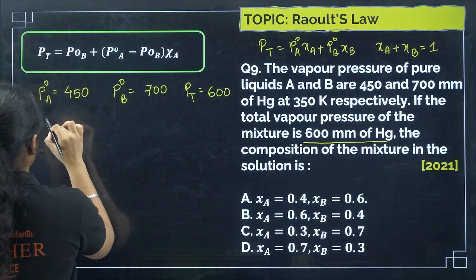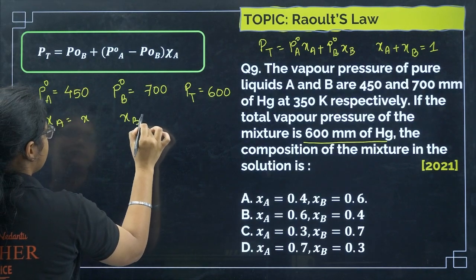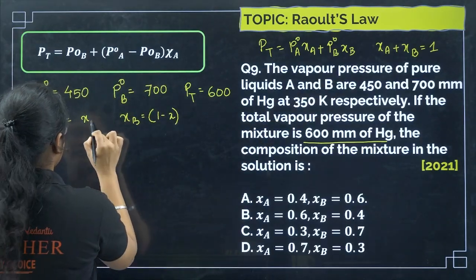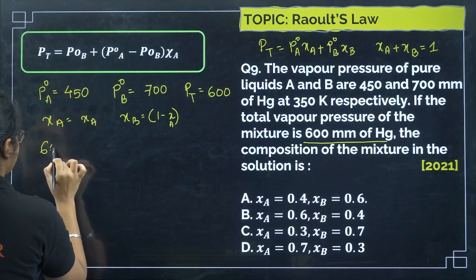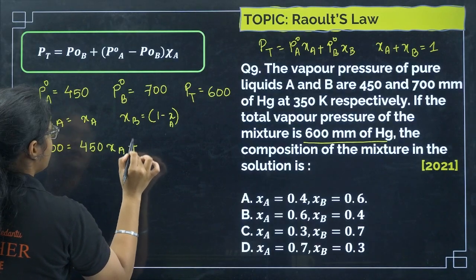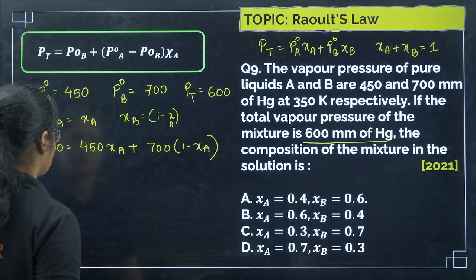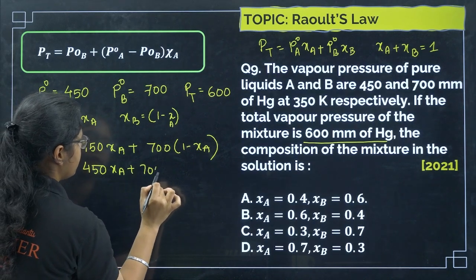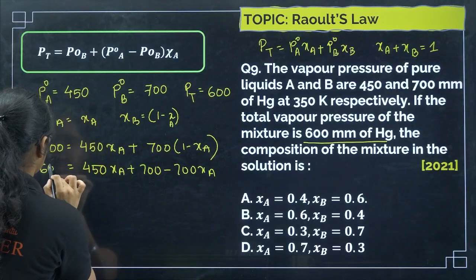So let me assume that the mole fraction of A is X. Then what will be the mole fraction of B? 1 minus X, because we have XA plus XB is equal to 1, right? Or if I put it as XA, this is also 1 minus XA. So let's put that formula now. 600 will be equal to P naught of A XA plus P naught of B XB. Let's solve this. So I will get 450 XA plus 700 minus 700 XA, and here I have 600.